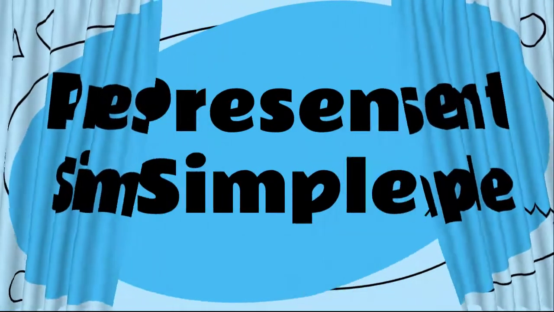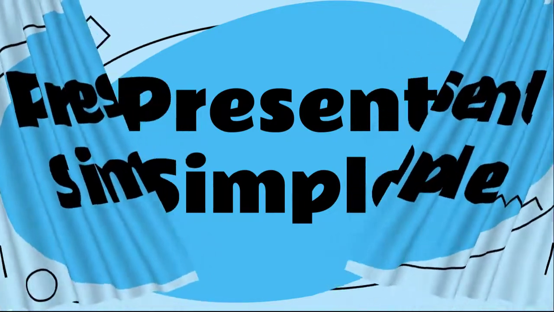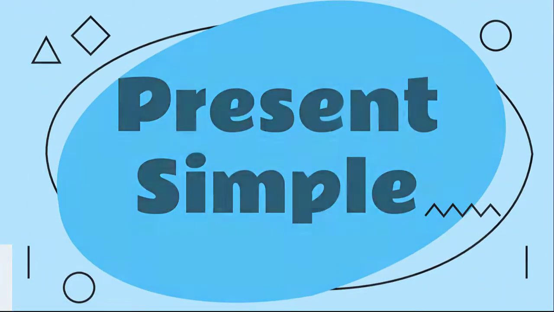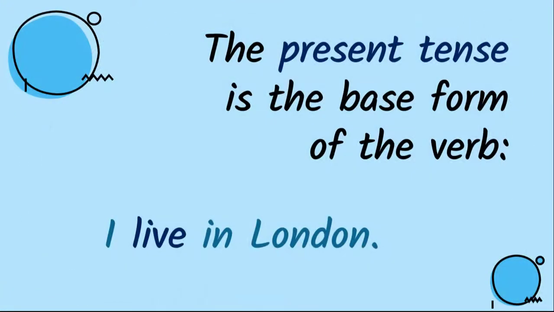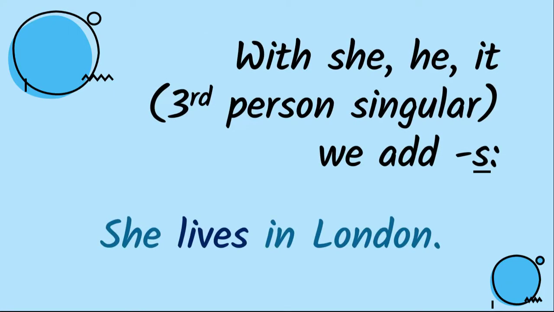In this video, we are going to talk about the present simple. The present tense is the base form of the verb. That is, you just write the verb: I live in London. But with she, he or it, that means the third person singular, we add s. So we say, she lives in London.